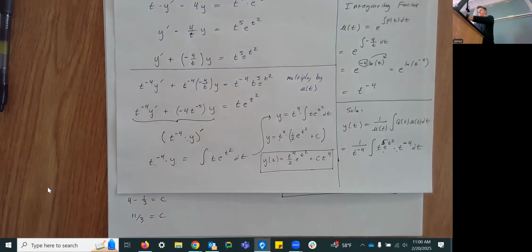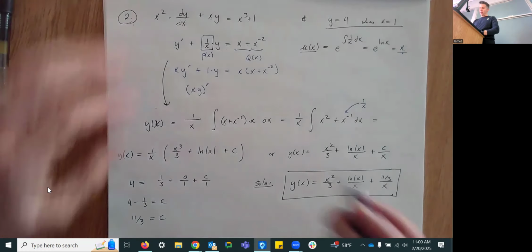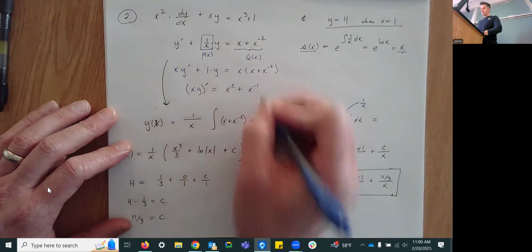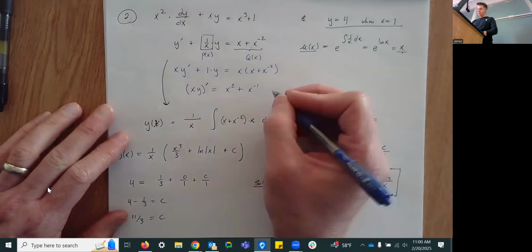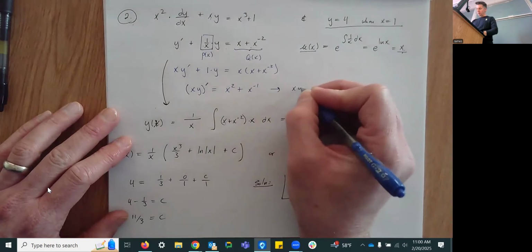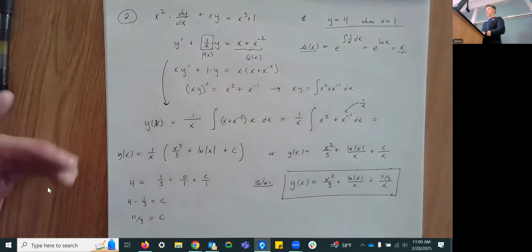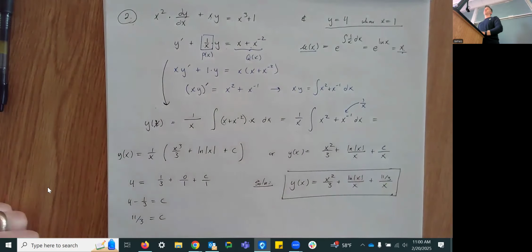It works every time. And then we would have equal to, if I distribute this here, x squared plus x to the negative 1st. And then if we integrate both sides, we get x times y equal to the integral of x squared plus x to the negative 1st. And then divide both sides by x, and oh yeah, we're right there. So that's why it's totally okay to skip those steps, because you always end up in the same place, where your solution is 1 divided by your integrating factor times the integral of q times your integrating factor every time.